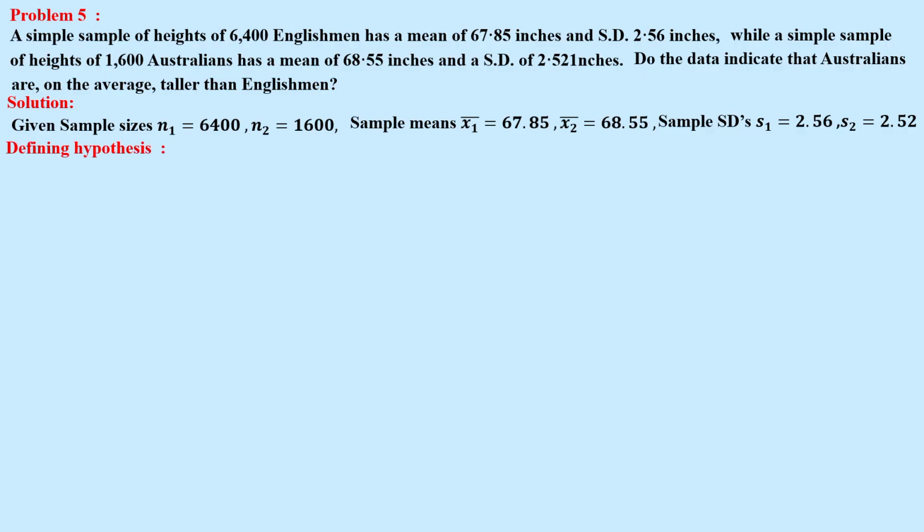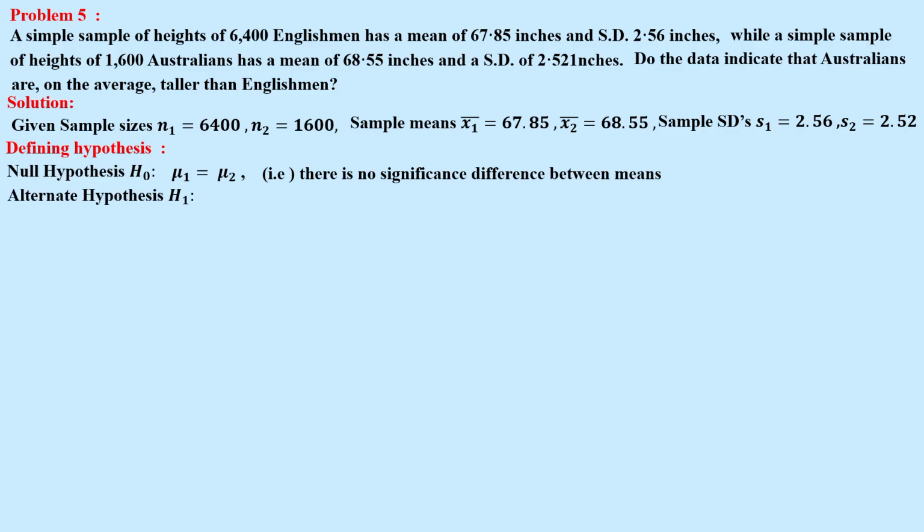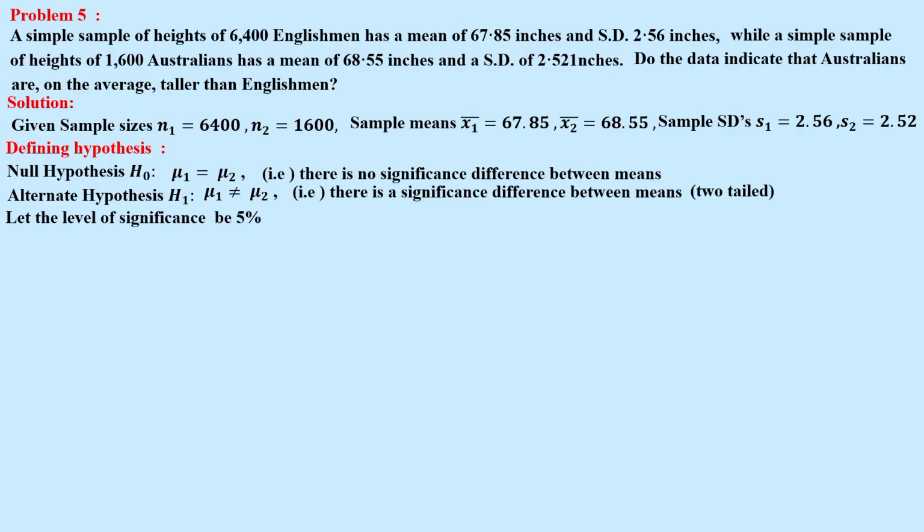So defining hypothesis, there is no significant difference we are taking, right? So H0 mu1 equal to mu2 and H1 two tail test mu1 not equal to mu2, right? If mu1 is Australian and mu2 is Englishman, you can take mu1 greater than mu2. You can take that right tail also, right? Right tail test. Level of significance be 5%.